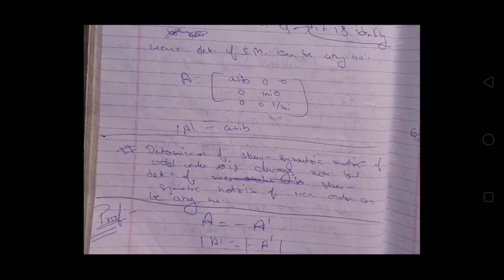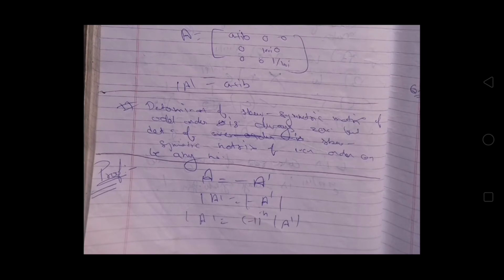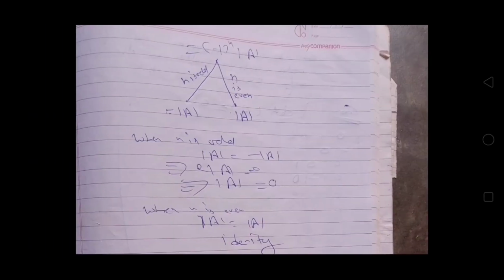Now consider this note: determinant of skew symmetric matrix of odd order is always 0, but determinant of skew symmetric matrix of even order can be any number. A is equal to minus A dash. Taking determinant both sides and applying property of determinant, you will get determinant of A is equal to minus 1 raised to the power n into determinant of A dash, which will be further equal to minus 1 raised to the power n into determinant of A.